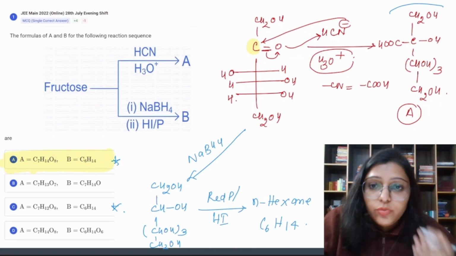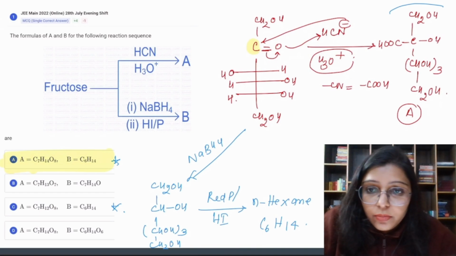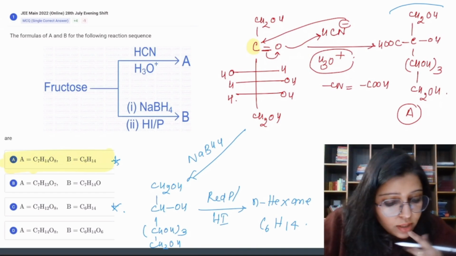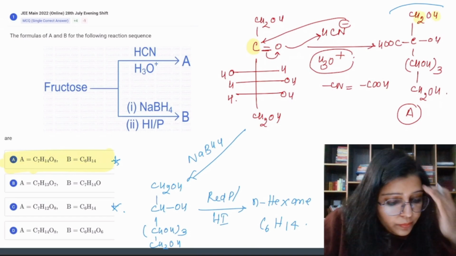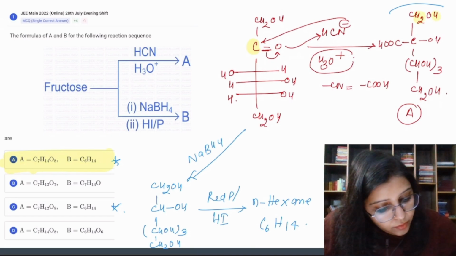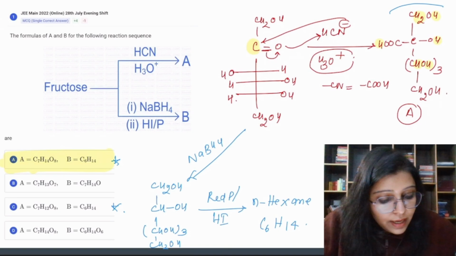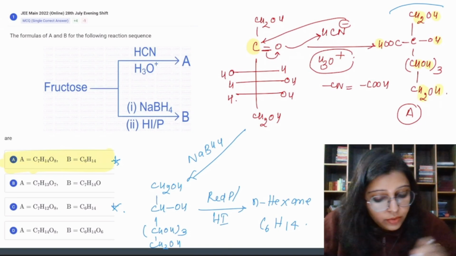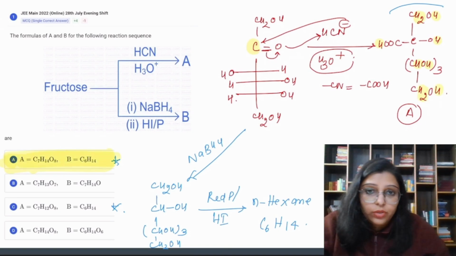You just need to find out the total number of hydrogen atoms, because there is a difference in hydrogen atoms. So count: 2, 3, 4, 5, 6, 7, 8, 9, 10, 11, 12, 13 and 14. So A is going to be the correct answer.